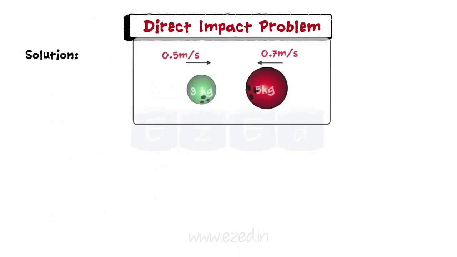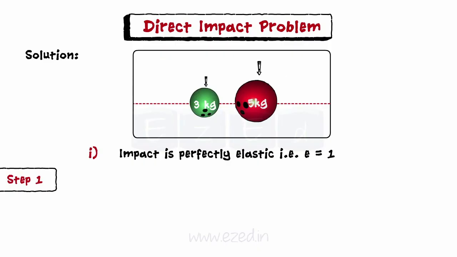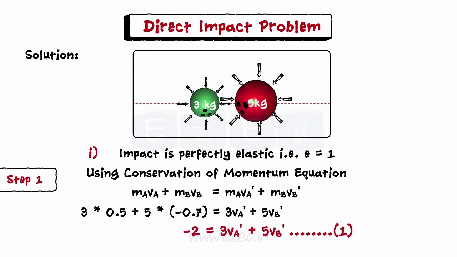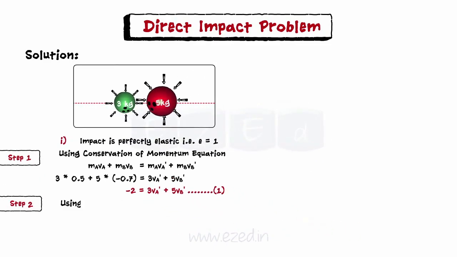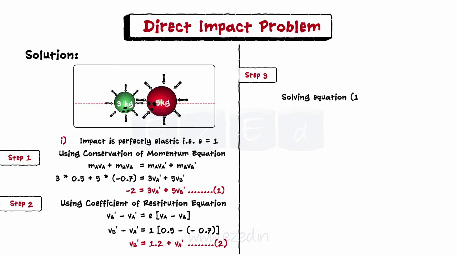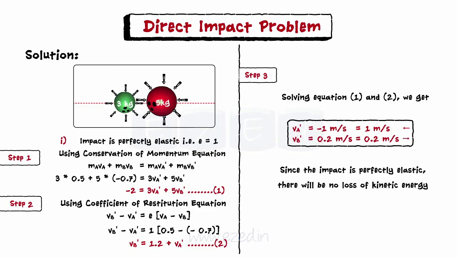According to the problem given, this is the case of direct central impact. First case, the impact is perfectly elastic. Step 1. Since the momentum of the system is conserved, using conservation of momentum equation, that is, initial momentum equals final momentum, on substituting the respective values, we get equation 1. Step 2. Using coefficient of restitution equation, on substituting the values, we get equation 2. Step 3. Solving equation 1 and 2, we get the velocities after impact. Since the impact is perfectly elastic, there will be no loss of kinetic energy.